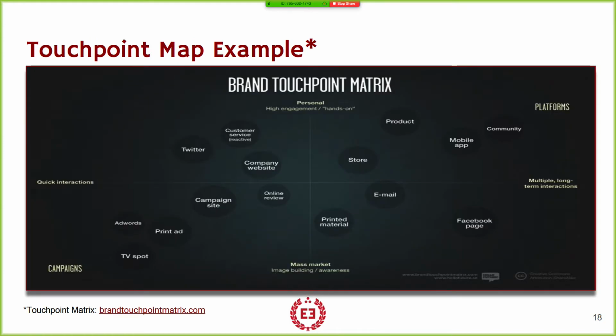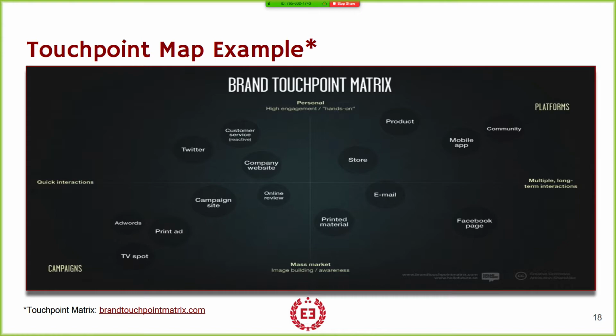So here's a couple examples. Let's start with a simple one. This is called the Touchpoint Matrix. And I think this is one of my favorites because this is the one you could go do today. You could go home. Well, I guess you wouldn't want to go home. You could go to your conference room and you could do this. Maybe you want to do it on your own at home.